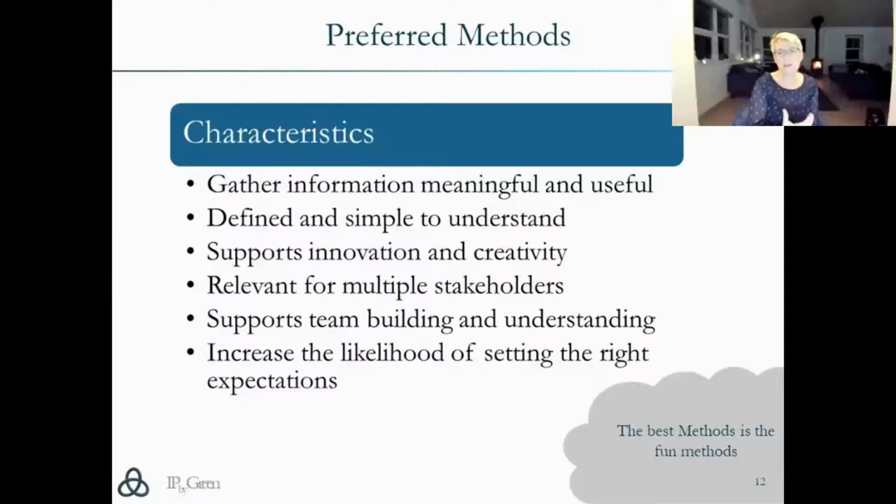So when a lot of projects start, they start very successfully, gathering requirements, gathering specifications, making drawings, etc. But it seems like these items that are created in the beginning of the life cycle have a tendency of disappearing over time. So the method that we're using needs to be meaningful and useful. It needs to be defined and simple to understand, and it needs to support the innovation and creativity that are used in the beginning. And we need to make sure that they are traceable during the life cycle of whatever task we endeavor.